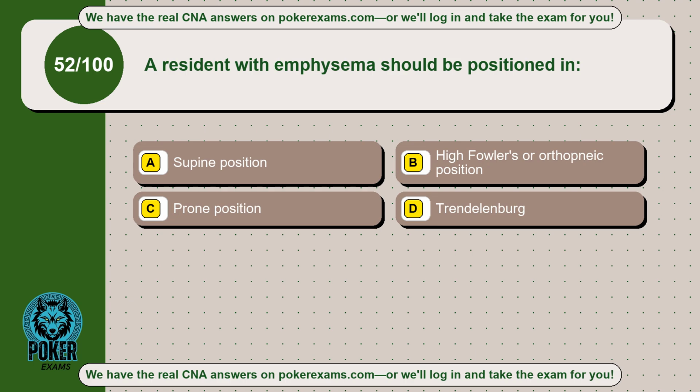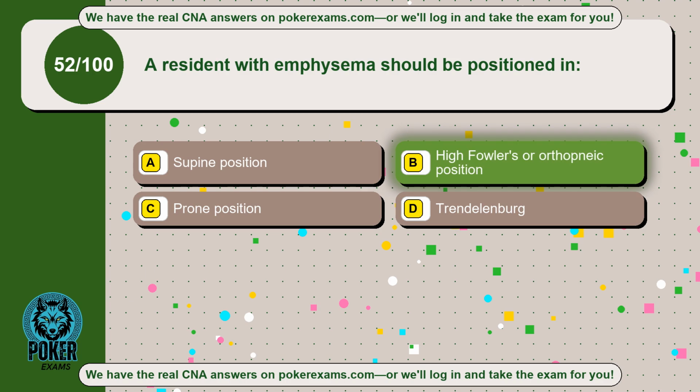Question 52. A resident with emphysema should be positioned in: Option A. Supine position. Option B. High Fowler's or orthopneic position. Option C. Prone position. Option D. Trendelenburg. The correct answer is option B.